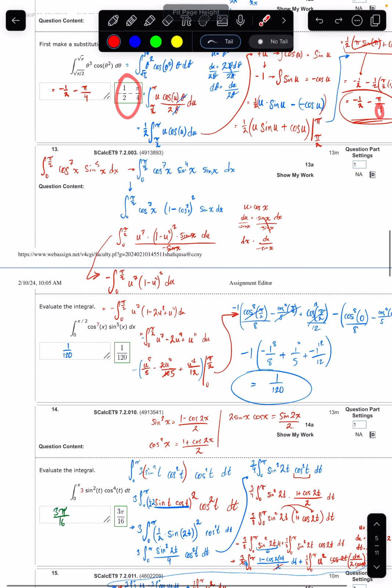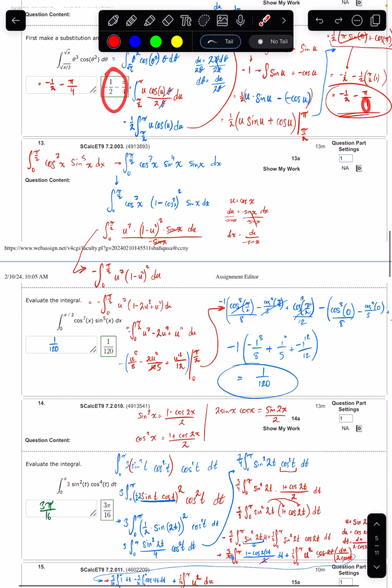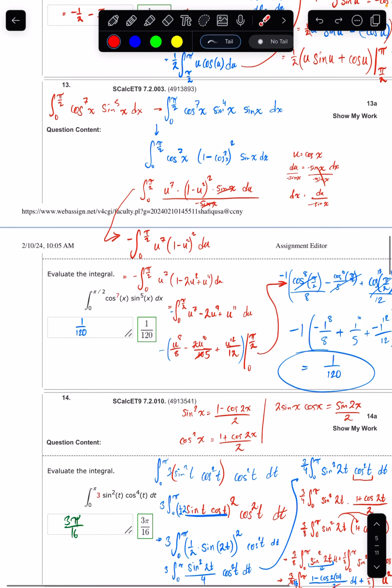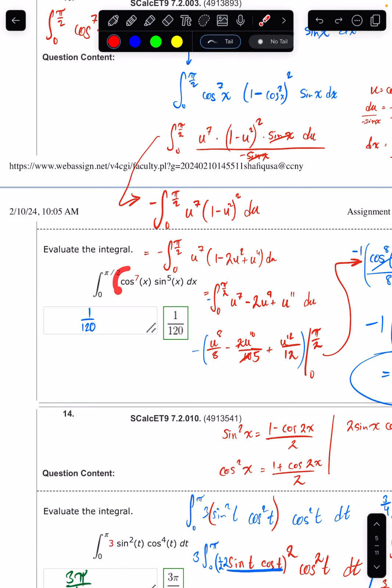Alright, number 13. Okay, this was crazy, man. Cosine to the 7th power x times sine to the 5th power x, right?